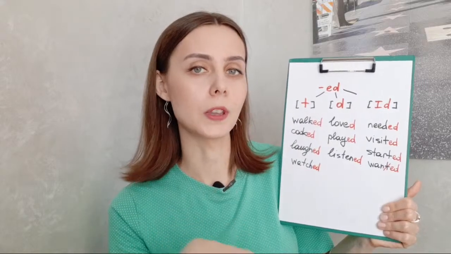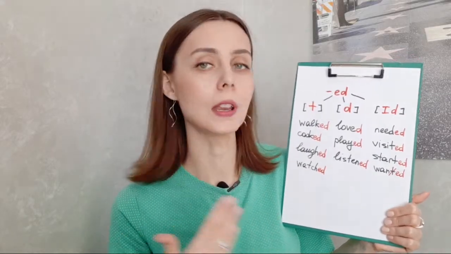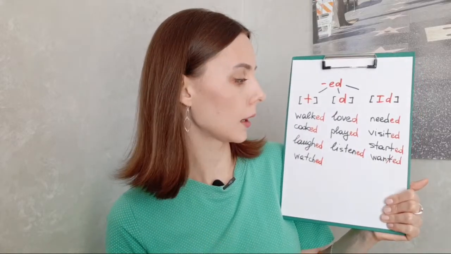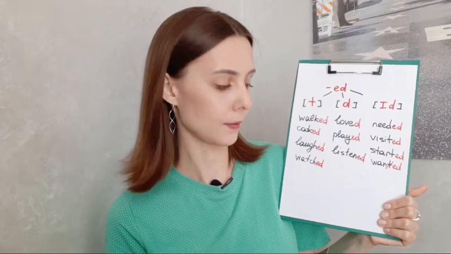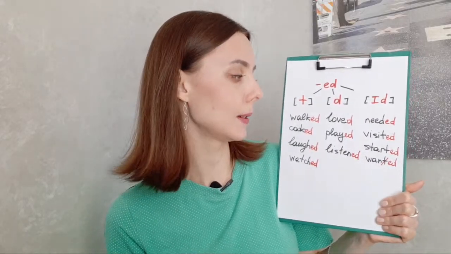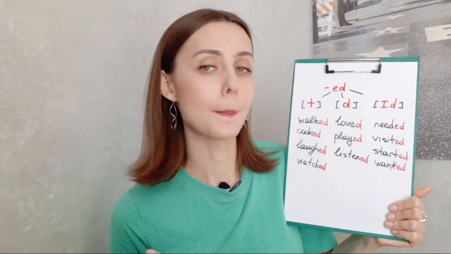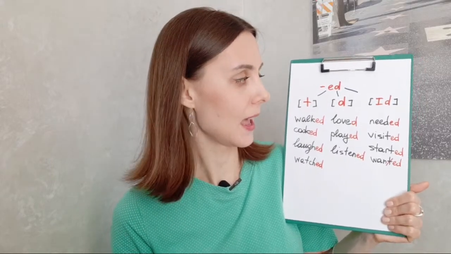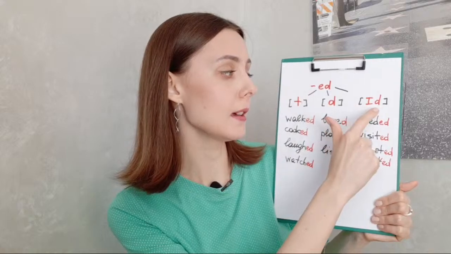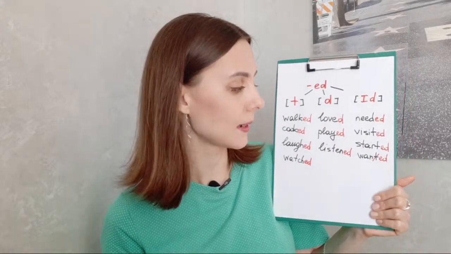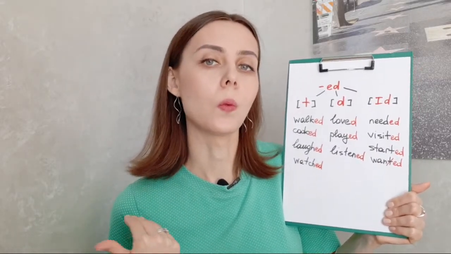So one more time, we can pronounce the ending ed in 3 different ways. T after unvoiced consonants: walked, cooked, laughed, watched. And d after voiced consonants and after vowels: loved, played, listened. And we can pronounce the ending as id after t and d: needed, visited, started, wanted. All right, so guys, let's practice a little bit more.